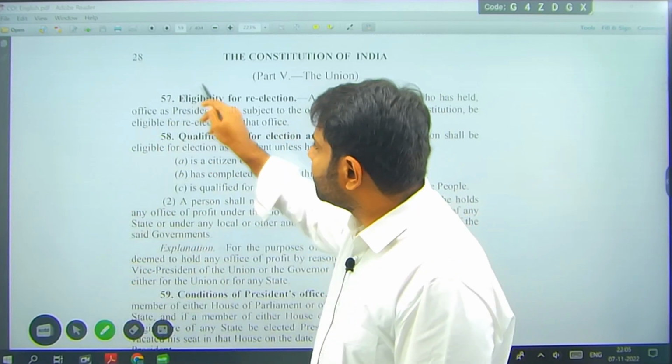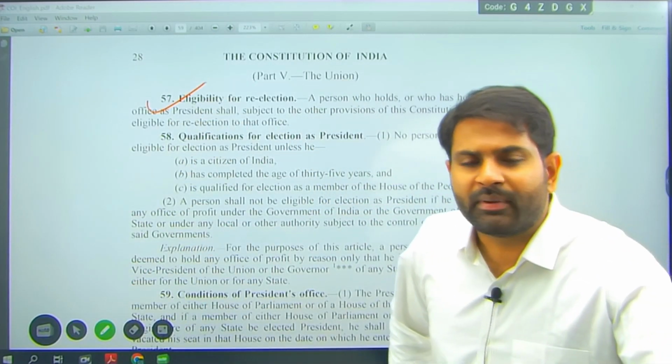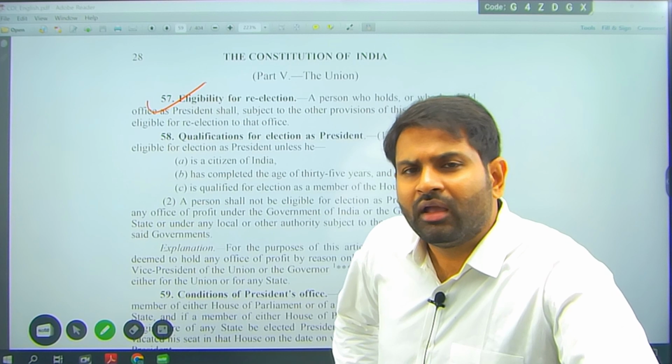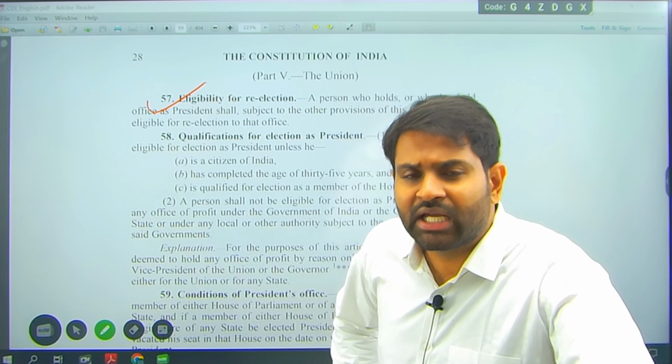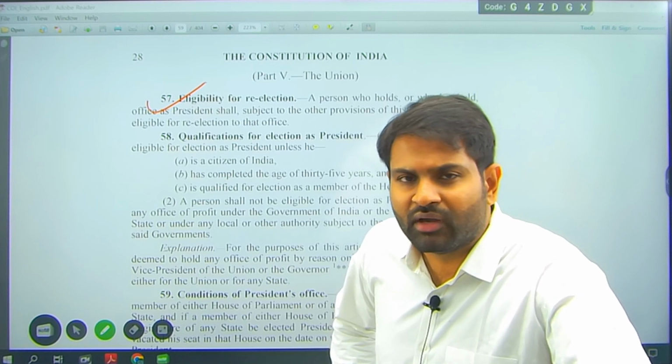Article 57, we need to remember. Eligibility for re-election. A president of India can be re-elected any number of times. If he is getting elected for another 10 times, he can be president of India.